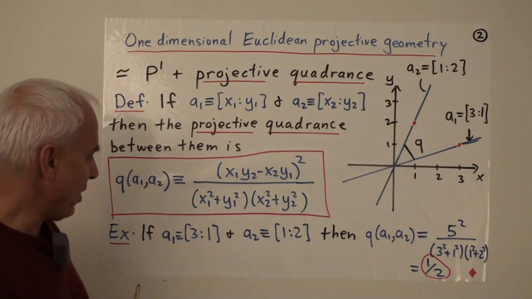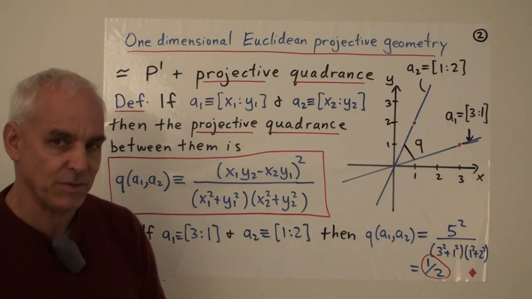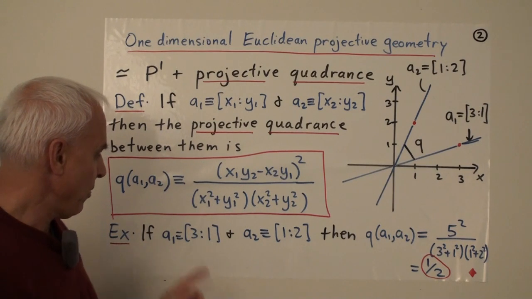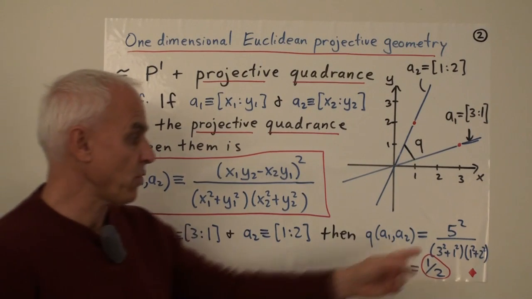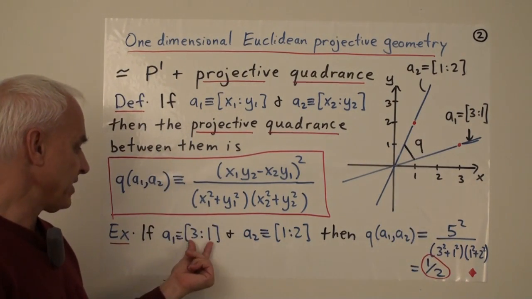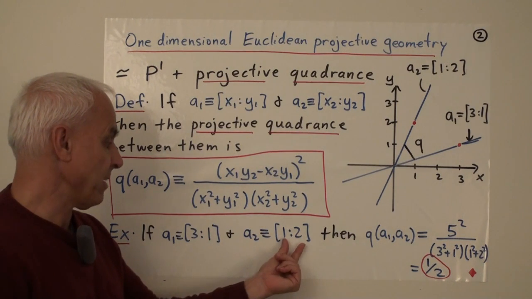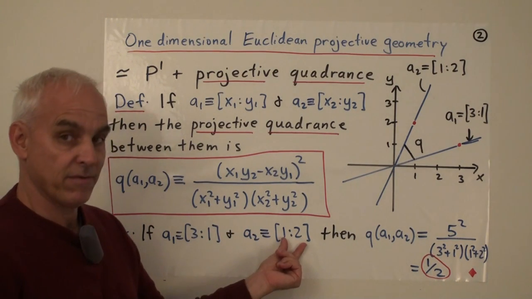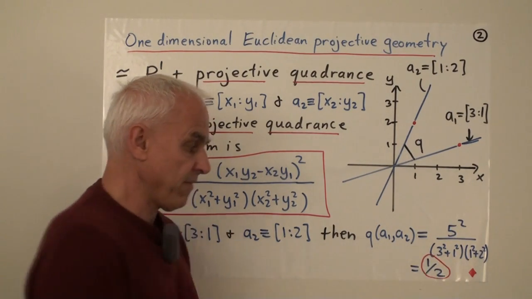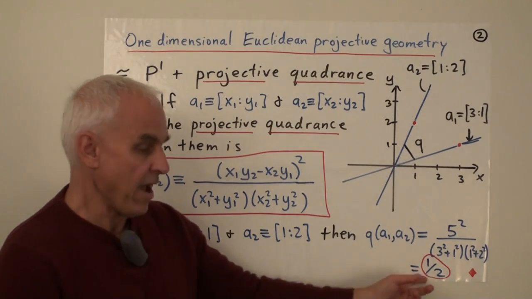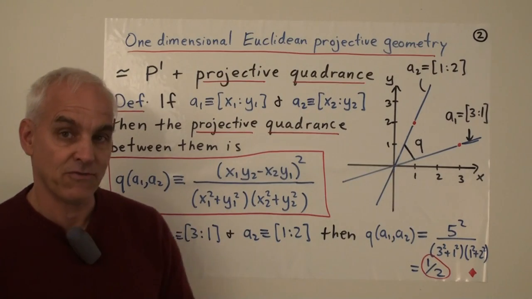So for example, if A1 is (3, 1) and A2 is (1, 2), then how do we determine the quadrance between these 2 points? We take 3 times 2 minus 1 times 1, that's 5, and we square it. And we divide by the sum of the squares here, which is 9 plus 1, or 10, and multiply by the sum of the squares here, which is 1 plus 4, 5. So it's 5 squared divided by 10 times 5, which turns out to be a half. That's a rather special projective quadrance.